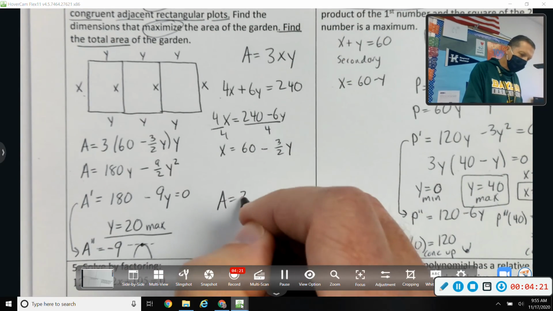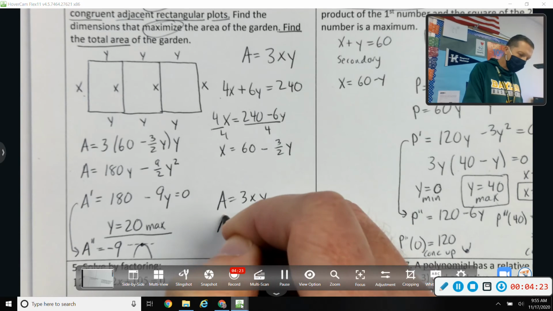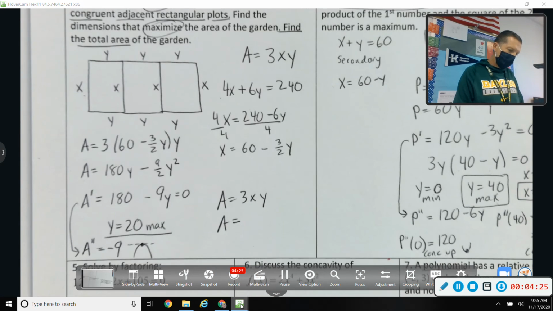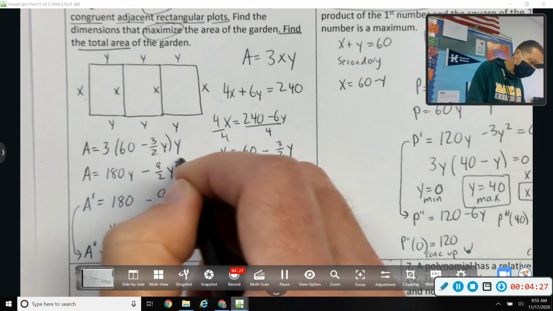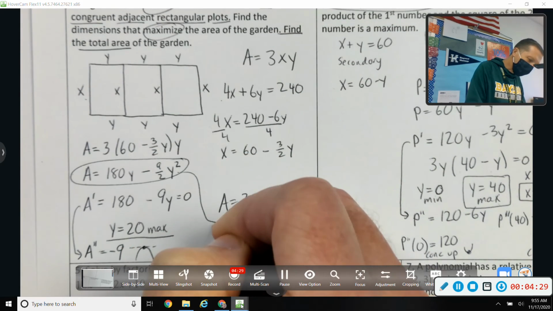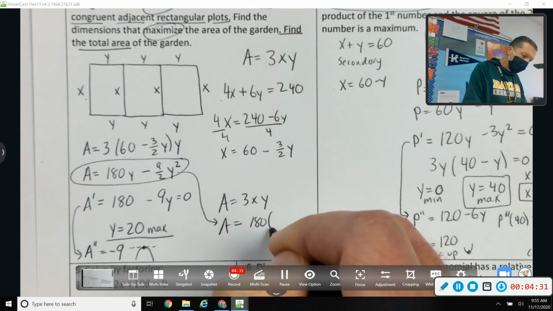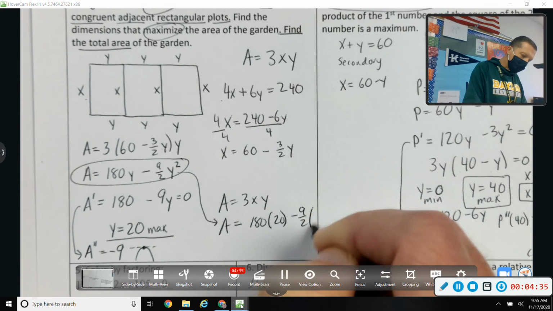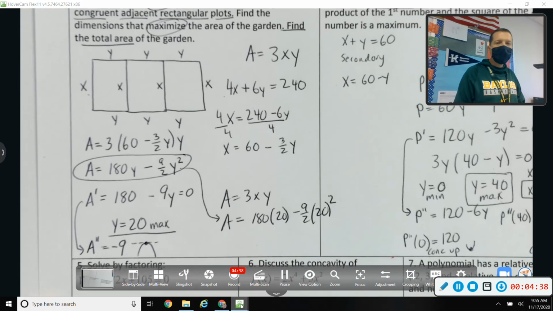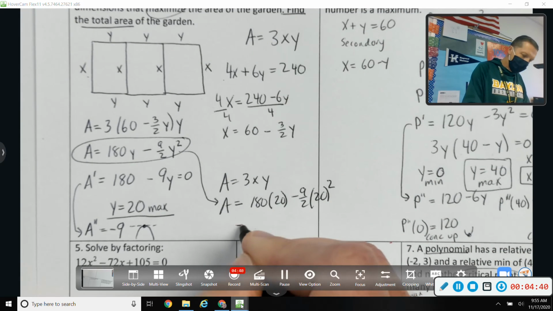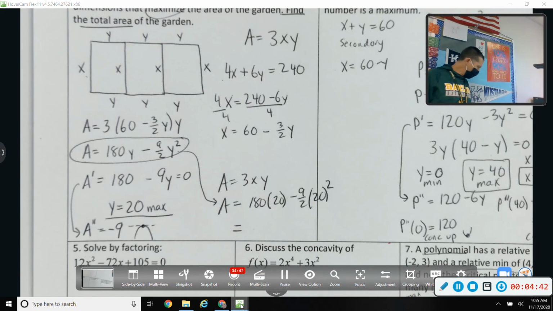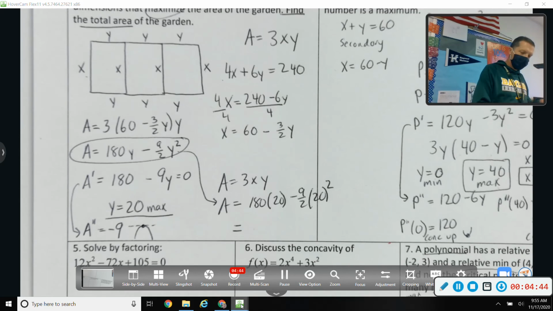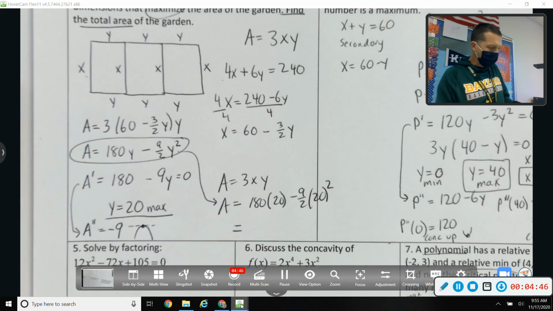Well, the total area was 3 times x times y. Or, if I was really paying attention, let's grab it from here. The total area is 180 times y minus 9/2 times y squared. That'd be the easier way to go. You will have a calculator on the test, so you don't have to do this stuff by hand.